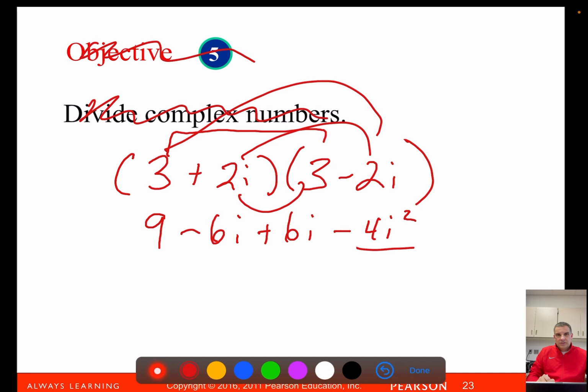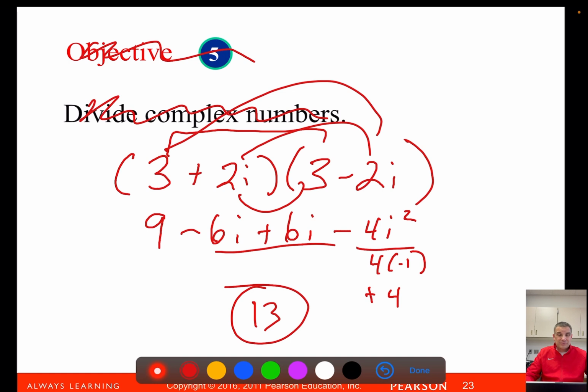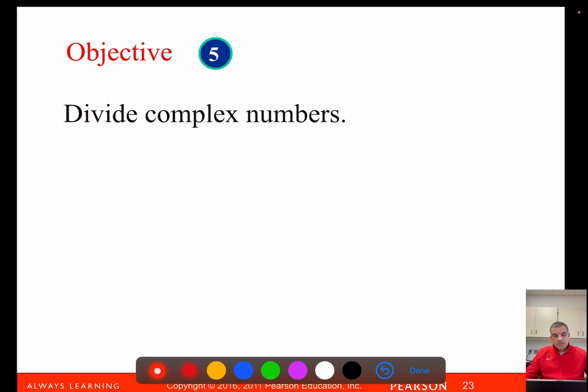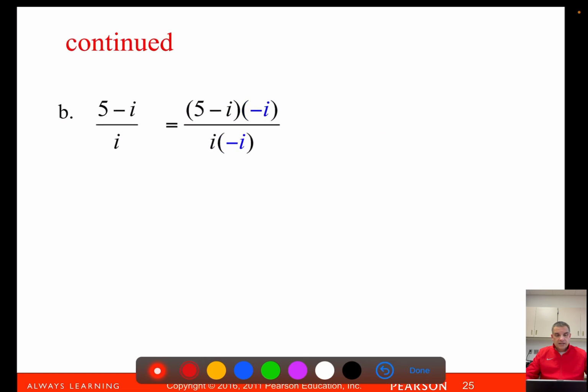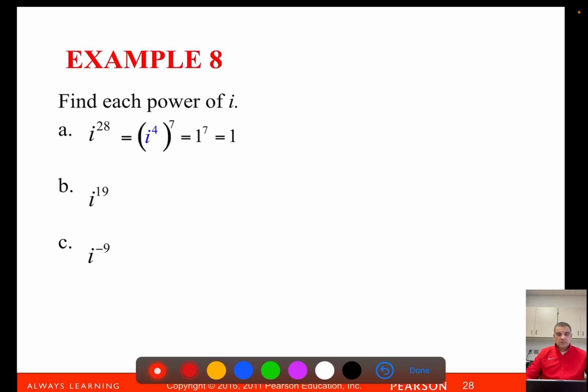But remember, i squared is negative 1. So that would give you plus 4. So the middle terms go away. 9 plus 4 is 13. That would be your solution for a number and its conjugate, a squared plus b squared. And you're done. The rest of this is just dividing, and we're not going to worry about any division.